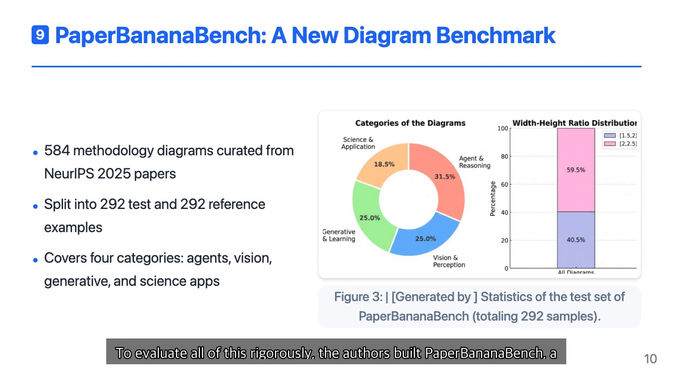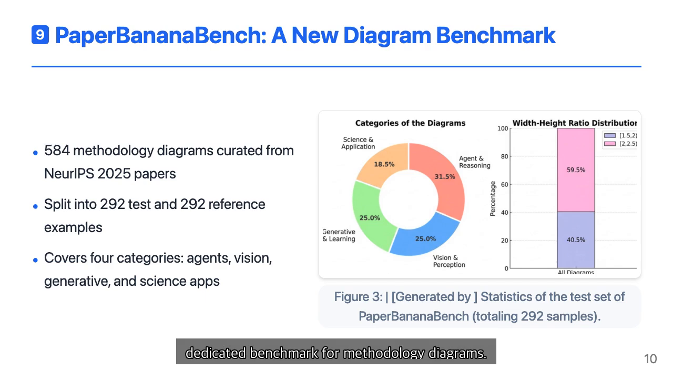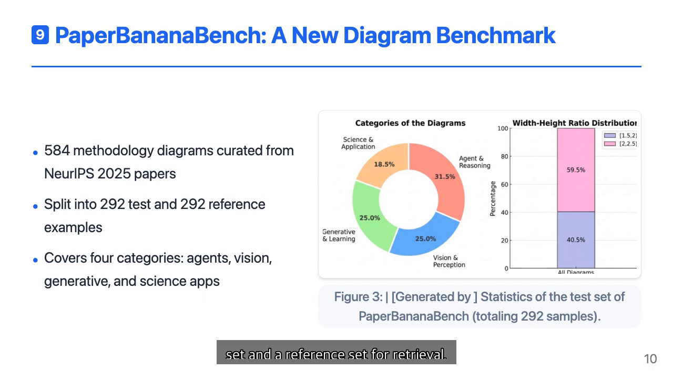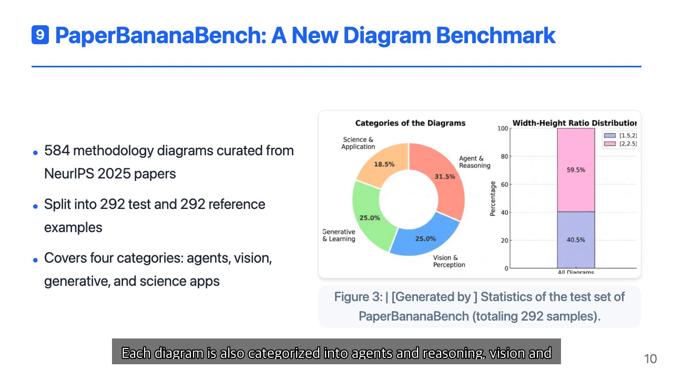To evaluate all of this rigorously, the authors built PaperBanana Bench, a dedicated benchmark for methodology diagrams. They started from thousands of NeurIPS 2025 papers, automatically parsed method sections and figures, then manually cleaned and filtered the data. The final benchmark has 584 high-quality diagrams, split evenly into a test set and a reference set for retrieval. Each diagram is also categorized into agents and reasoning, vision and perception, generative and learning, or science and applications.